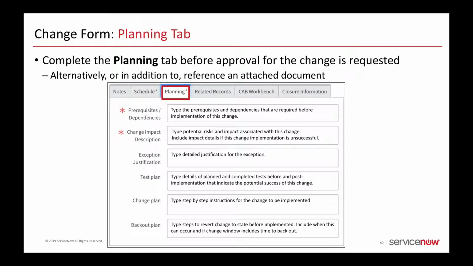In Test Plan, provide details of planned and completed tests before and post-implementation that indicate the potential success of this change. In Change Plan, provide step-by-step instructions for how the change should be implemented. And in Backout Plan, type the steps to revert the change to the state before implementation, include when this can occur, and if the change window includes time to back out.